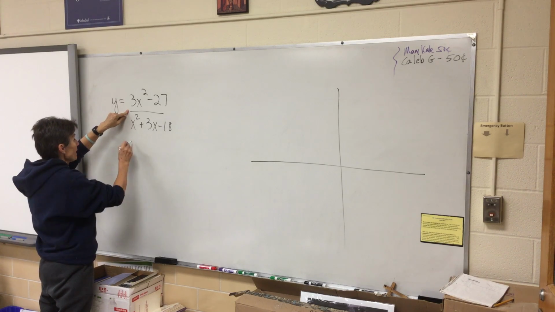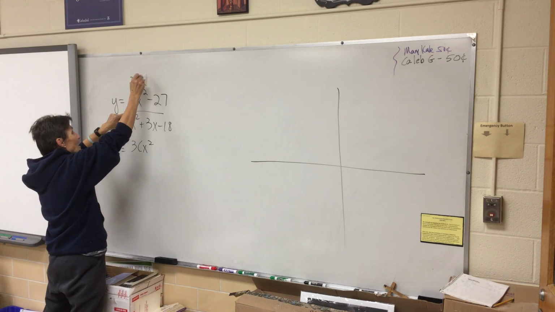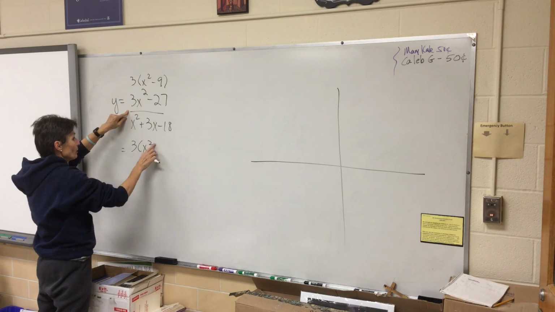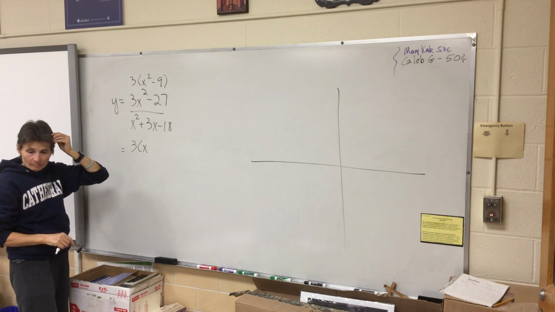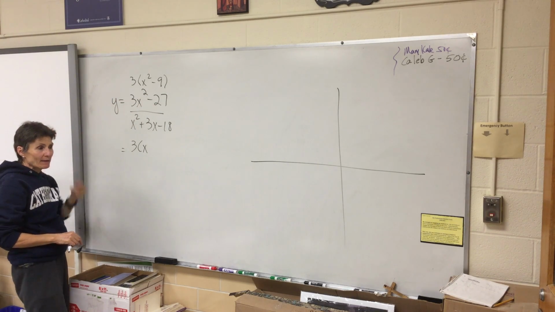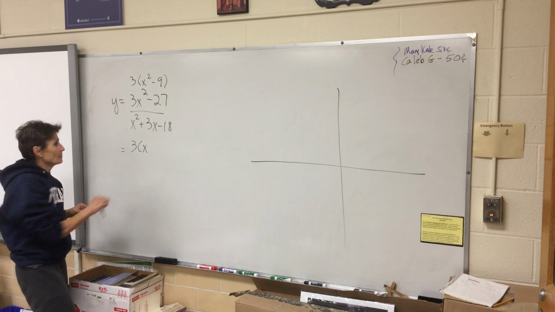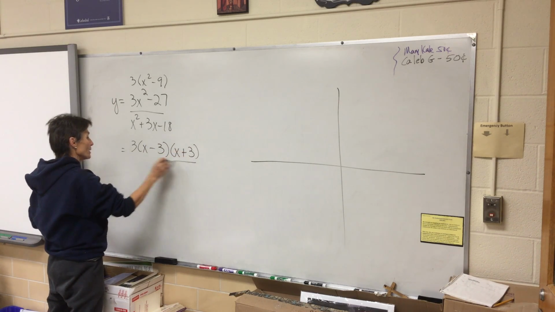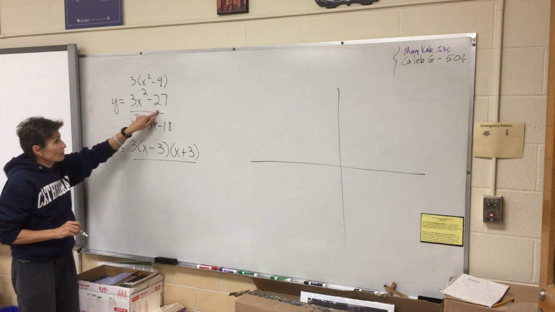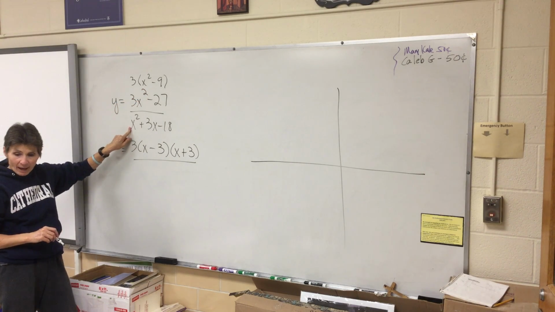Take a 3 out. Yep. And I'm going to do that here. When I take out a 3, look at what I'm left with: x squared minus 9. And what do we know about x squared minus 9? It factors more. Yep. x minus 3, x plus 3, because it's the difference of squares. So we pulled a 3 out, and now we've got x plus 3, x minus 3. Good. What about the bottom?